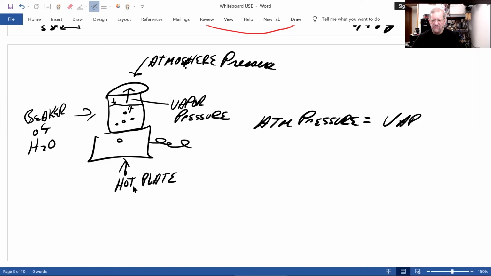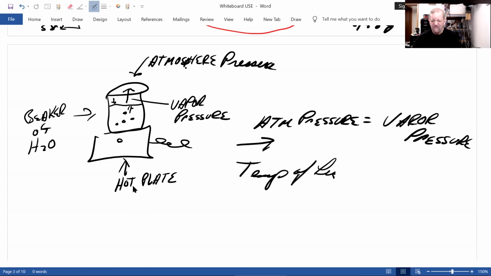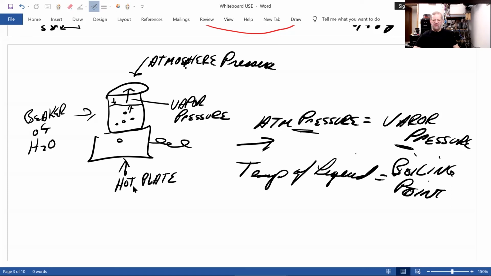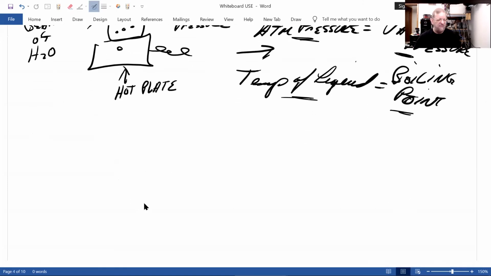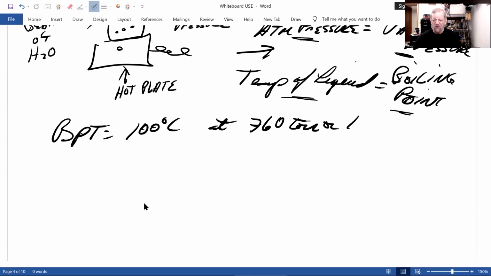And when the atmospheric pressure equals the vapor pressure, when that occurs, the temperature of the liquid we call the boiling point. This you should know. When the atmospheric pressure equals the vapor pressure, that temperature of the liquid is the boiling point. And at atmospheric pressure, the boiling point of water equals 100 degrees C at 760 torr, or 1 atmosphere.